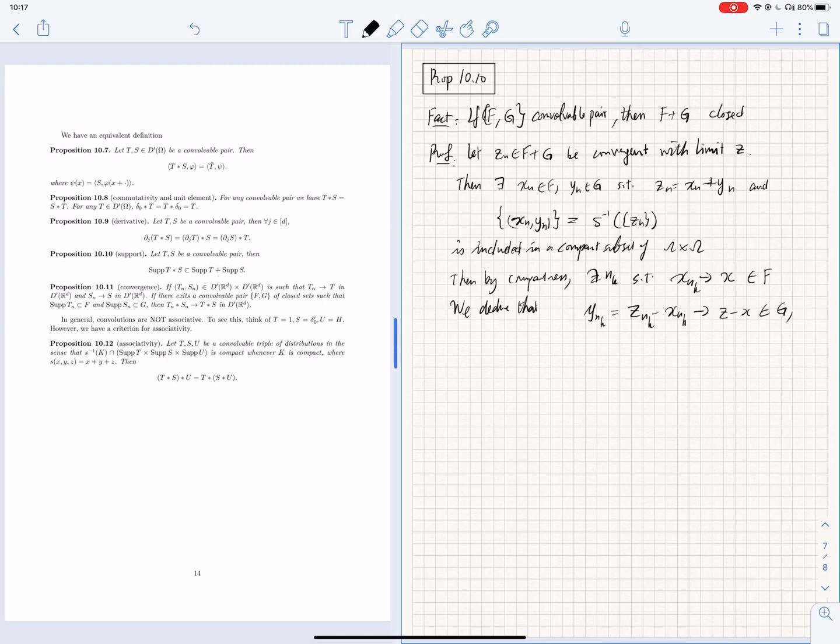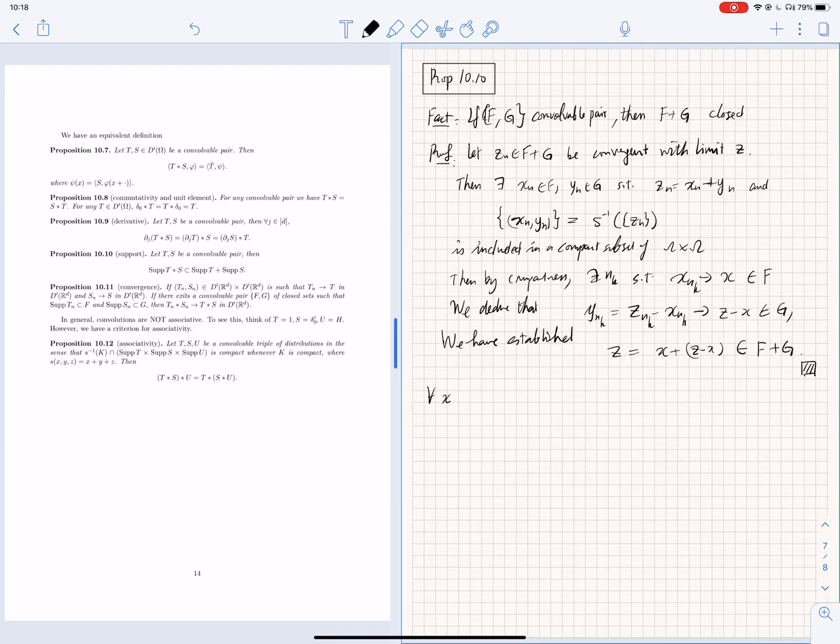In summary, we have established that Z, which is X plus Z minus X, belongs to F plus G. And that is precisely what we want to show. That's it. Okay, so from this fact, we can prove this result for the support of convolutions.